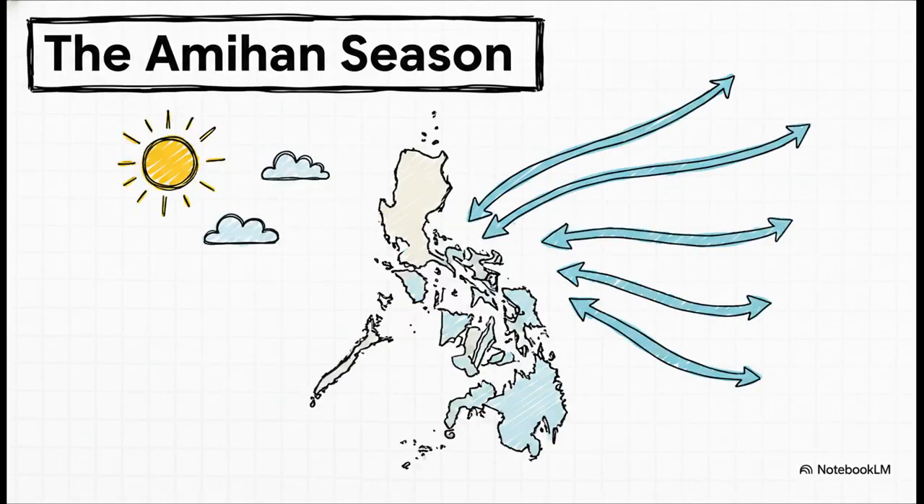But then, the whole system just flips. During the Amihan season, the winds completely reverse, and they start bringing cooler, drier air down from Siberia and China. This is a huge shift, and it leads to what many people consider the most pleasant weather of the year, way less humidity and milder temperatures.